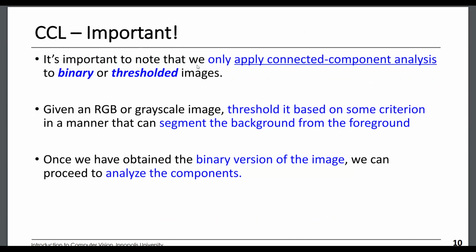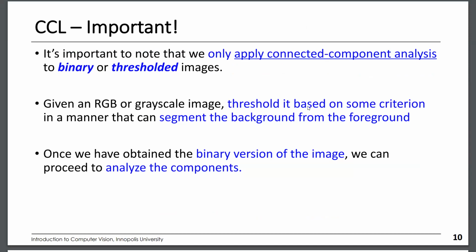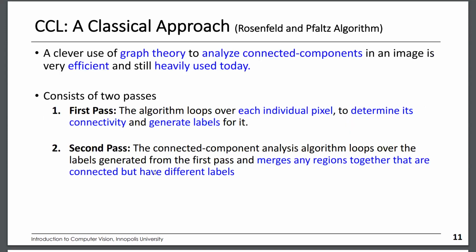It's important to note that we only apply connected component analysis to binary or thresholded images. So given an RGB or grayscale image, threshold it based on some criterion in a manner that can segment the background from the foreground. We already did this step in the last lectures, so you remember the adaptive thresholding techniques. And once we have obtained the binary version of the image, we can proceed to analyze the objects.